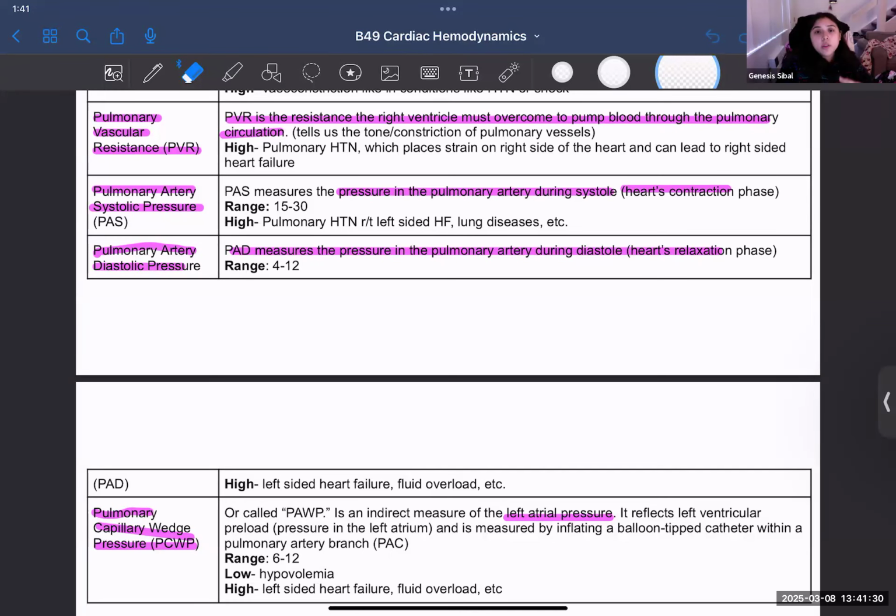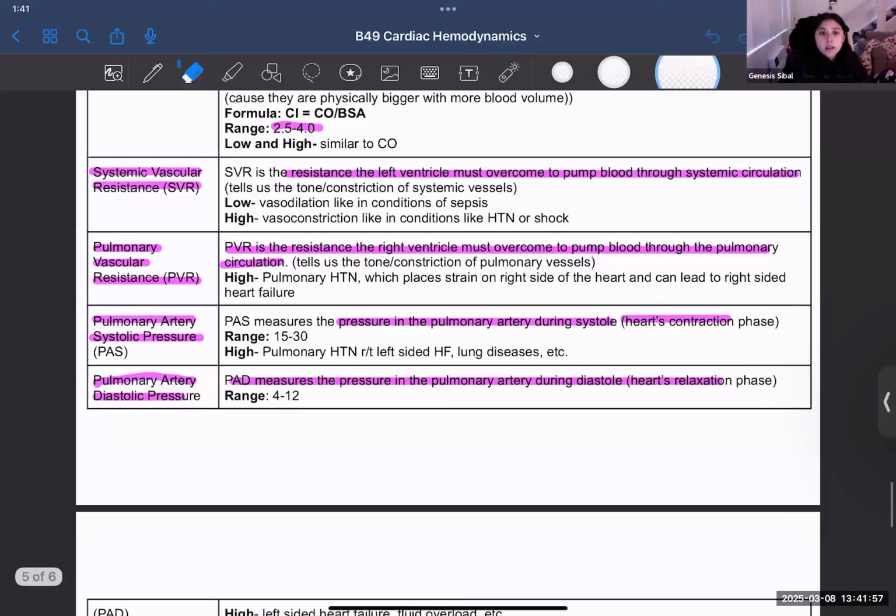So again, guys, this comes down to understanding the anatomy. So after the right ventricle, what does it go to? Well, you know that again, right atrium, right ventricle, then it goes to the pulmonary arteries, then it goes to the lungs, and then it comes back via the pulmonary veins, right? So now when you're looking at pulmonary vascular resistance, it's the same exact thing as SVR, but the only difference is it's going to the lungs instead of the systemic circulation, right? So systemic starts with an S, pulmonary starts with a P.